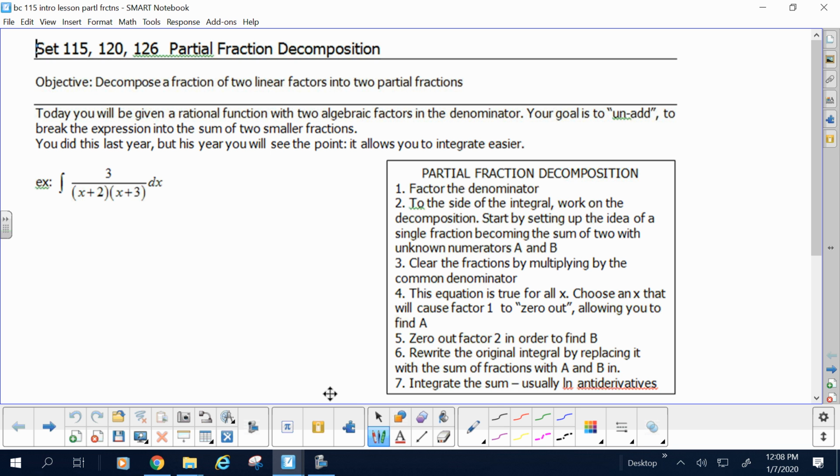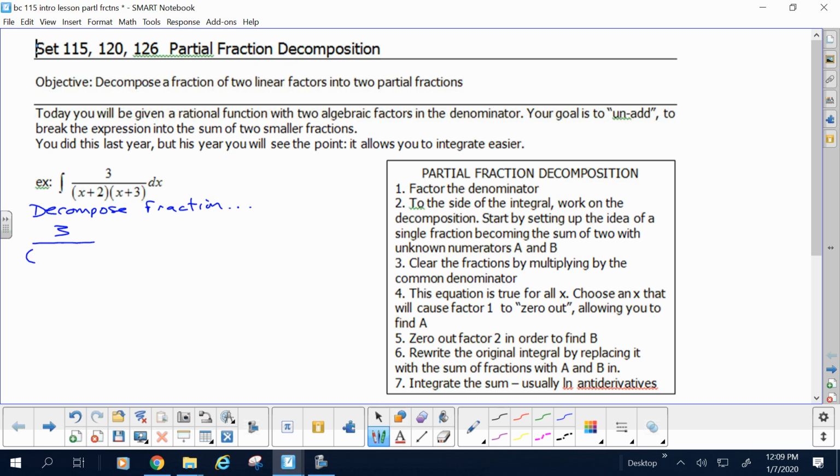The goal is to break up a single fraction, something like this, into 2 separate fractions that are a sum and therefore easier to integrate. Now, to do that, you first need to decompose the fraction. Ignore the integral for a second and decompose the fraction.